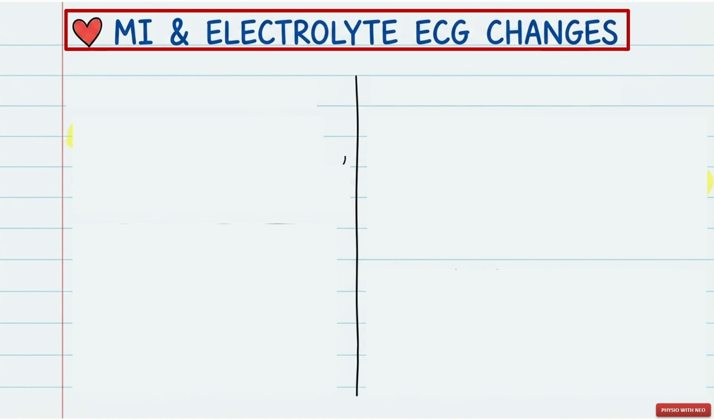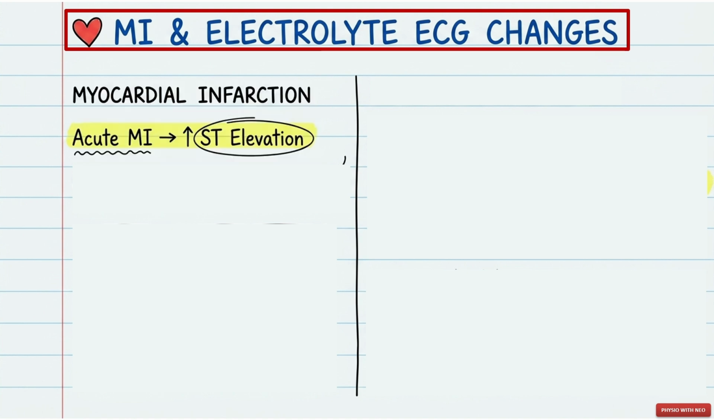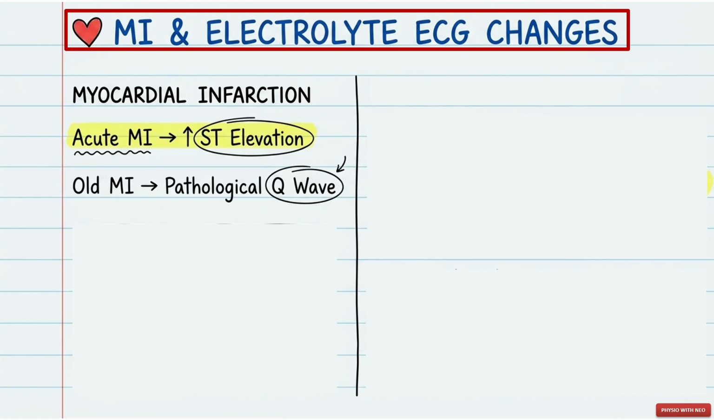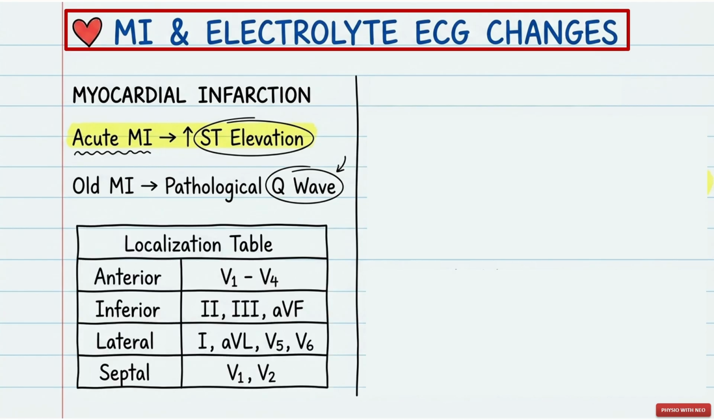Now, the clinically most important ECG changes. Myocardial infarction. Acute myocardial infarction can be identified by ST segment elevation and T wave inversion, whereas old MI can be identified by pathological Q waves. For location of this MI, you can refer to this table. Anterior MI can be identified by changes in V1 to V4, inferior by 2, 3, aVF, lateral by changes in 1, aVL, V5, V6, and septal can be identified by changes in V1 and V2.